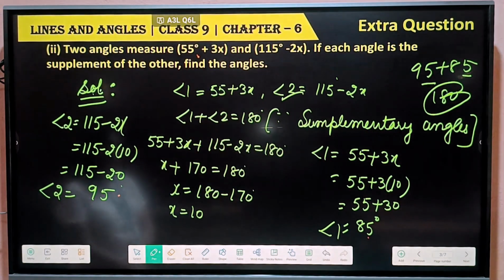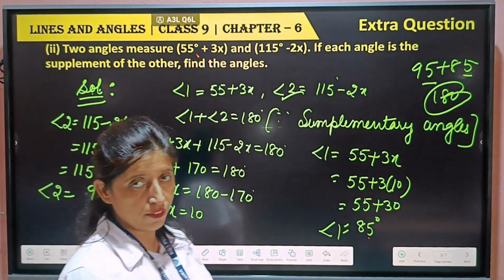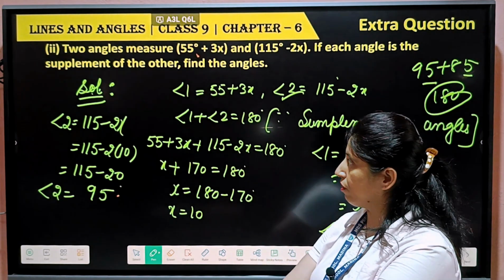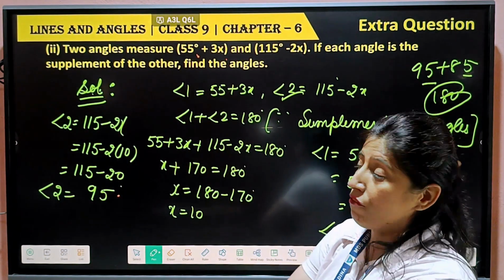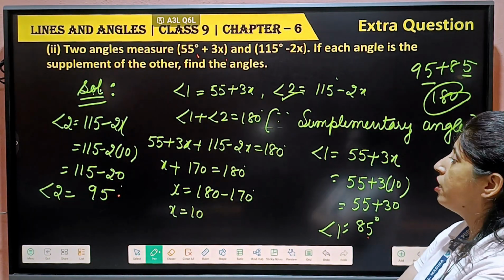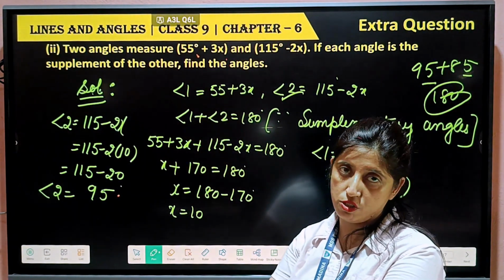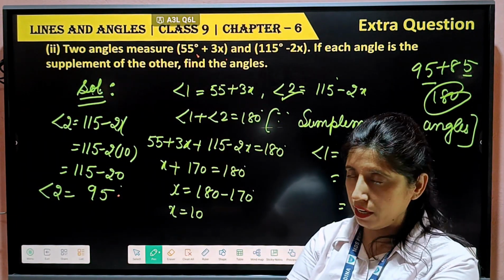So I think I am telling this question again. Two angles are given as supplements of each other. It means that the two angles' sum is equal to 180 degrees, that we will take. Suppose this is angle 1 and this is angle 2 that I have considered. After that their sum is 180 degrees because both are supplements of each other, right? So 55 plus 3x plus 115 minus 2x is equal to 180 given. So the x value will come from this side, 10 degrees, right?